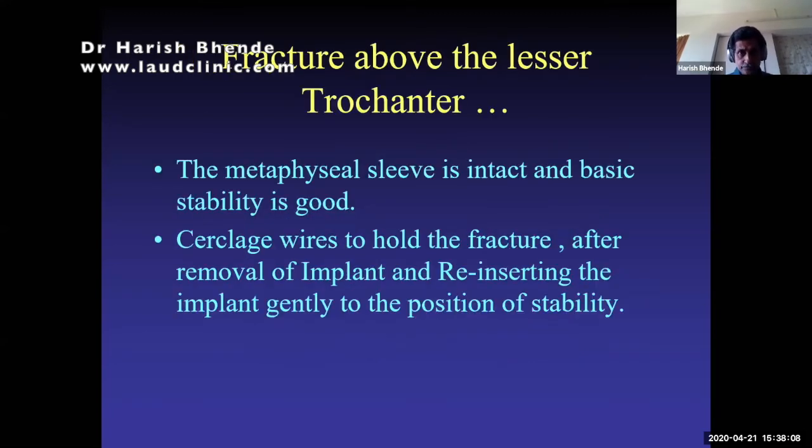calcar fracture. Now, if the fracture is above the lesser trochanter, then the metaphyseal sleeve is intact and basic stability is good. And a cerclage wire is just enough. It can hold the fracture, so you can use the wire, reduce the fracture, and then gently tap the actual implant in. Try not to hammer it very hard, and that is usually good enough.